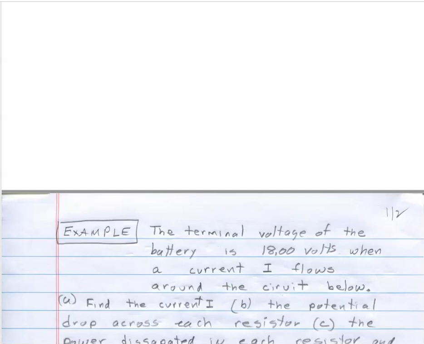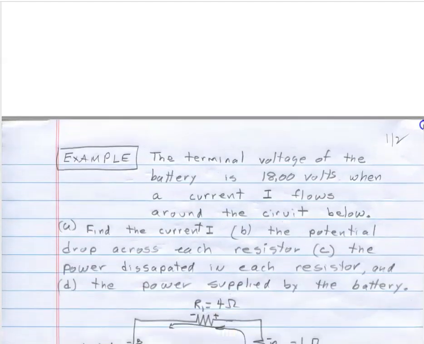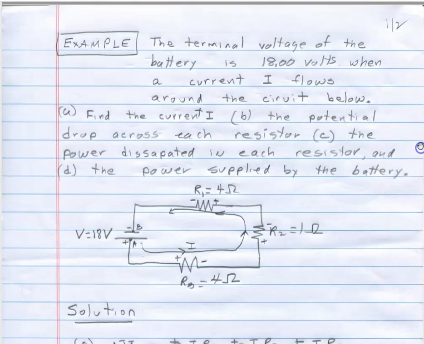Our next example continues along the same theme. Here we're given that the terminal voltage of the battery is 18.00 volts when a current I flows around the circuit below. So this could be a real battery. There would be internal resistance, but what we have here is a steady current flowing, and the potential difference between the two terminals of the battery while there's a current flowing is 18 volts.